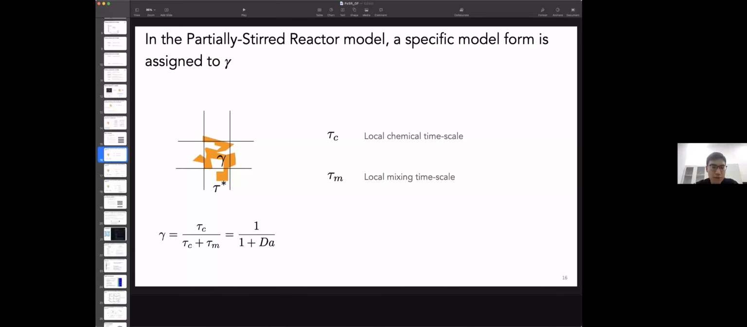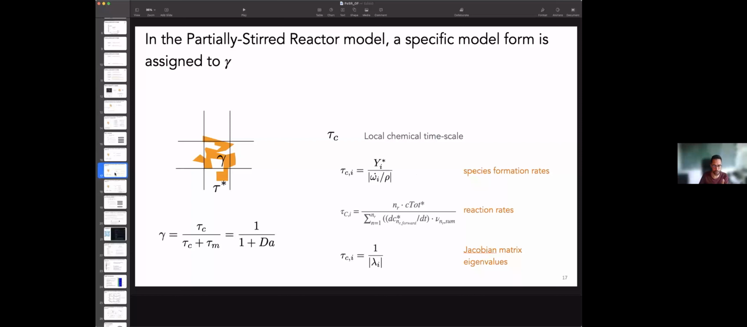So you need to define a critical Damköhler number, right? The Damköhler number just comes from these sub-models that we defined for the chemical and the mixing time scales. So we don't define a critical Damköhler number, but the Damköhler number computed locally adapts the model. It's the other way around.